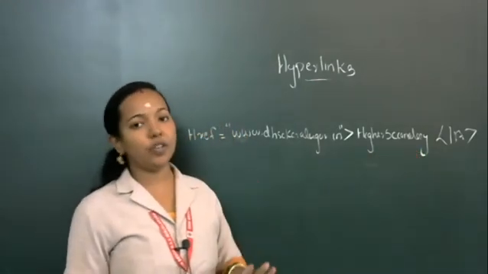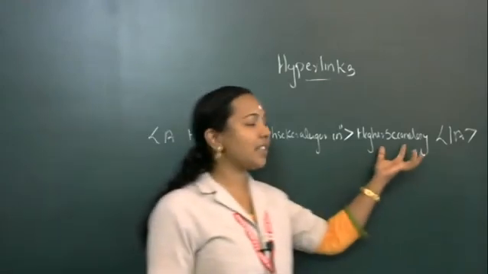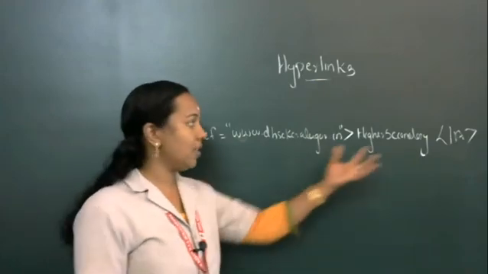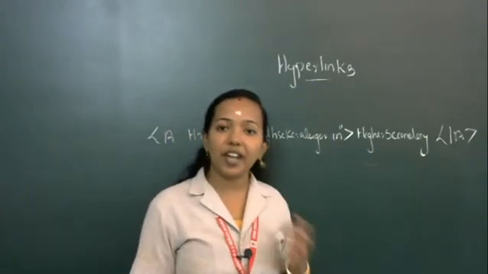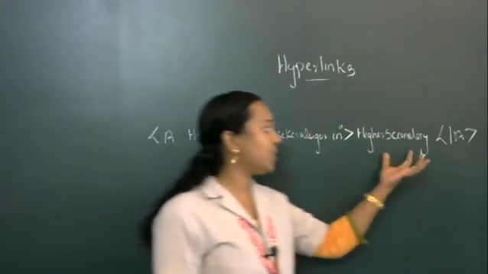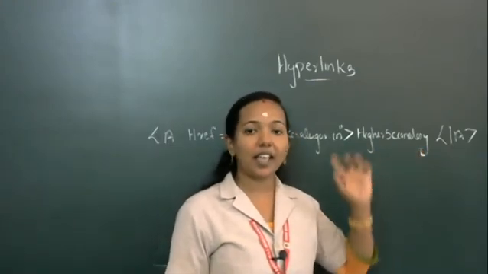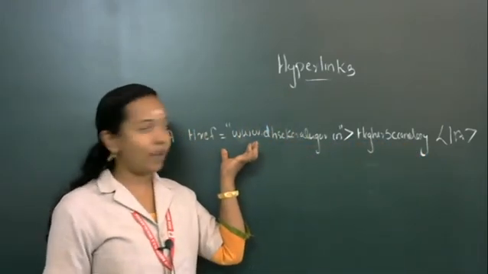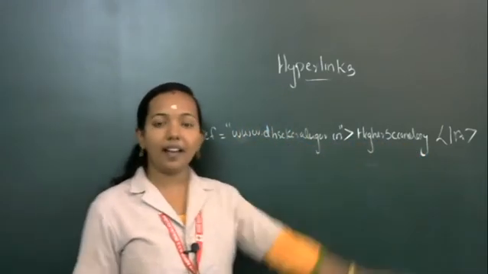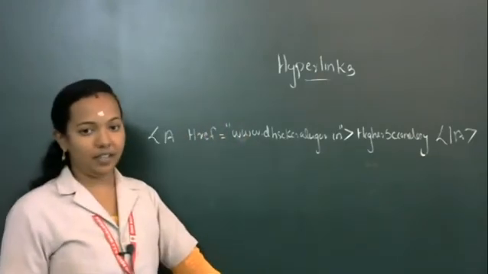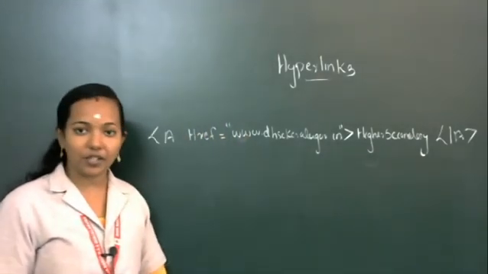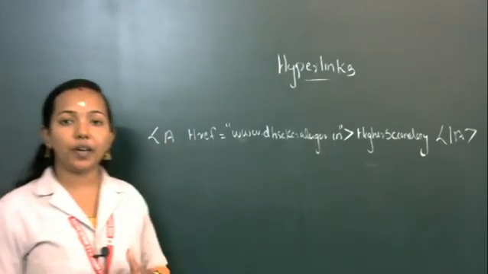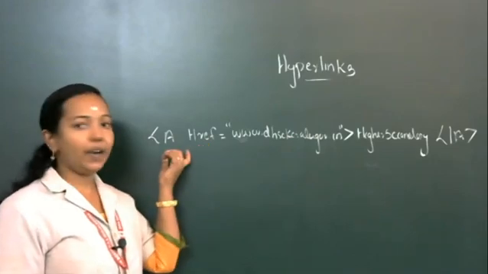When we execute this program, what will happen? This higher secondary will come in blue color with an underline, because this text is treated as a hyperlink, since the word is connecting to the website www.dhse.kerala.gov.in. Clear? This is the speciality of a hyperlink. Suppose you want to include a hyperlink in your web page, then open the a tag.